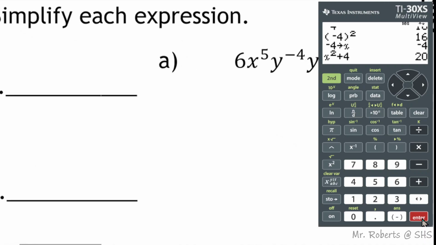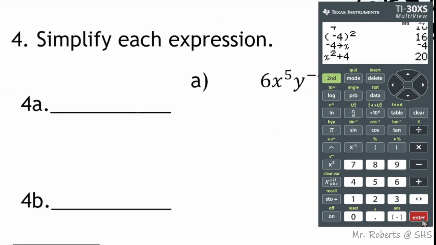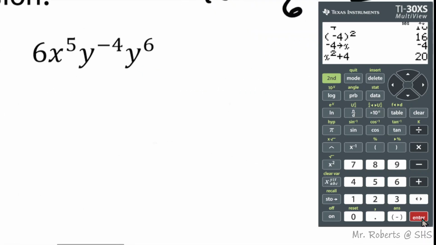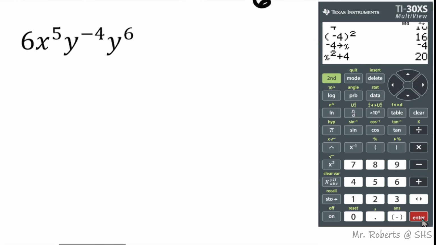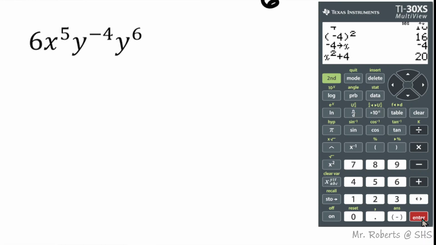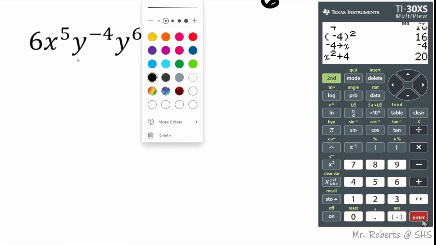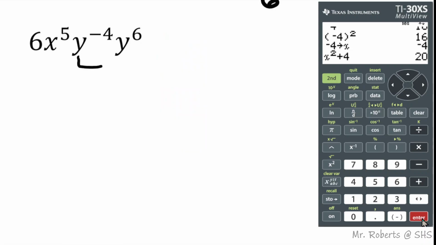It says simplify each expression. So when we're looking at this, guys, simplification means we do not want any lingering giant ones. We do not want any negative exponents left in our final answer. This monomial, the one thing I notice is that it does have some factors of y scattered. And it turns out that if I combine -4 and 6, I do get 2. So I believe the answer is 6x to the 5th times y squared.